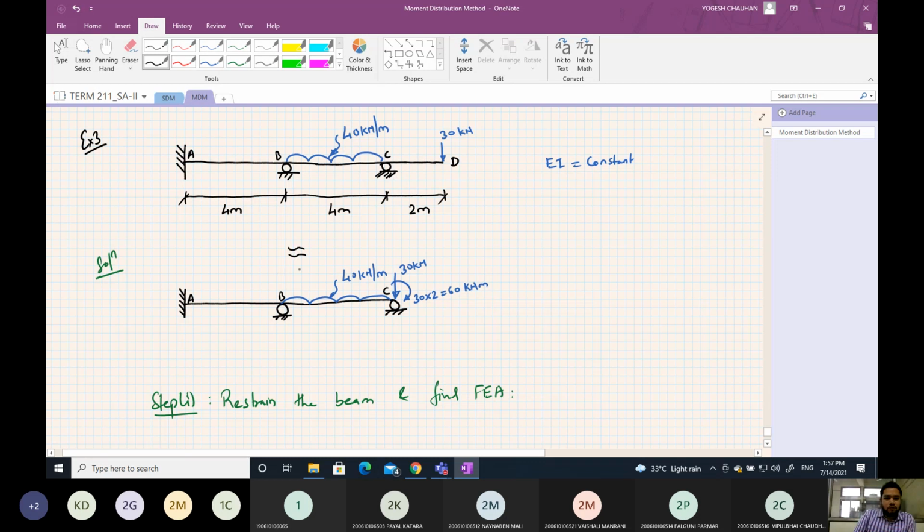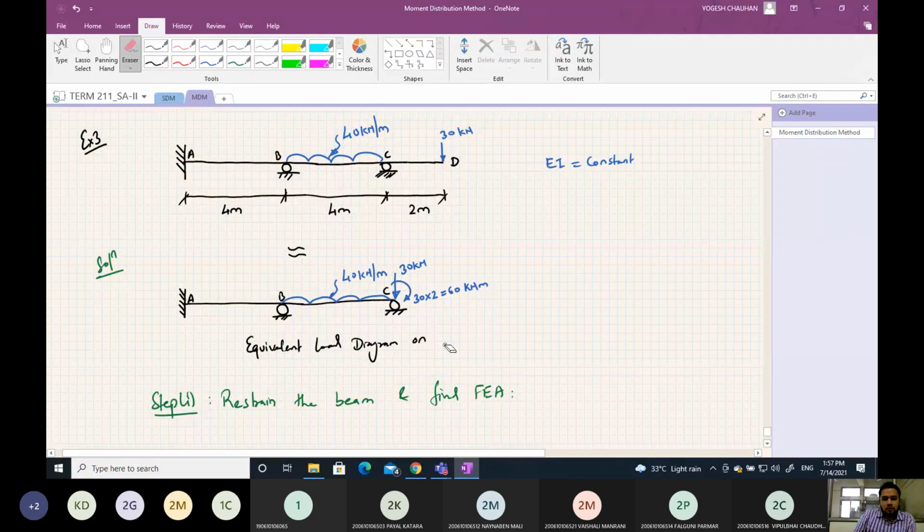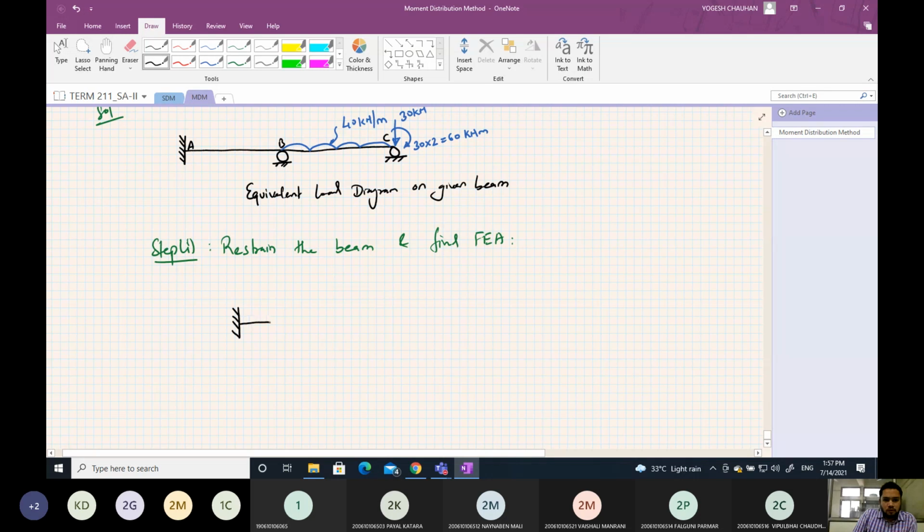Okay, so this is the equivalent beam or equivalent load diagram on the given beam. You can simplify this way, so you can now find the friction moments. Note that these 30 kilonewton and 60 kilonewton meter are the joint load and joint moment respectively at joint C, so they will not be used here for finding the friction actions.